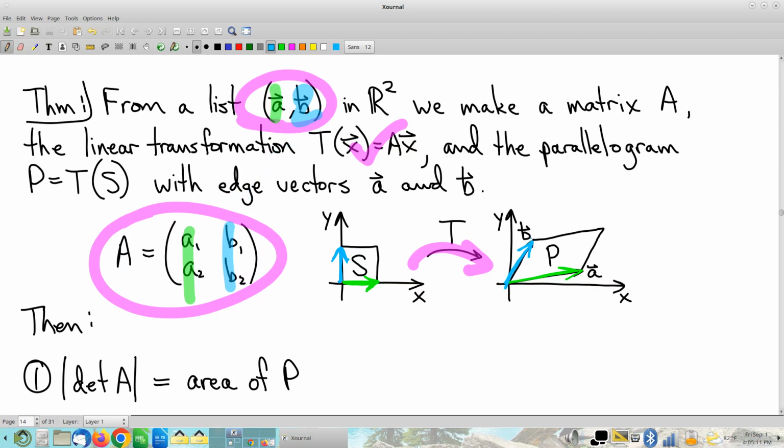Which means that, let me walk through it again. If you have a list, you can make a matrix, by which you can make a linear transformation, and then by looking at what that does to the unit square, that makes a parallelogram.